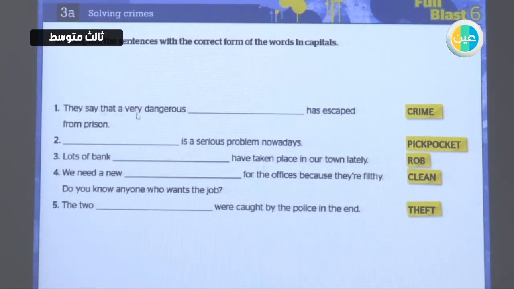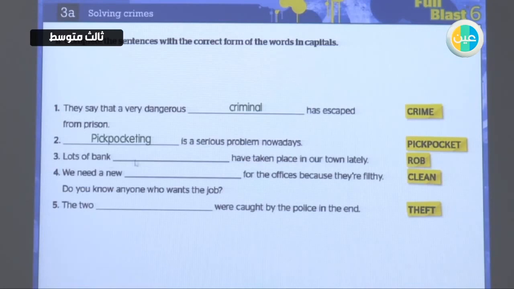They say that a very dangerous has escaped from prison. So what do you think the correct word will be? Dangerous what? Dangerous who? So the correct answer, criminal. Number 2, is the serious problem nowadays. What is the serious problem nowadays? Pickpocketing.